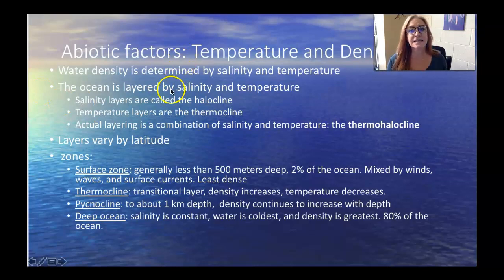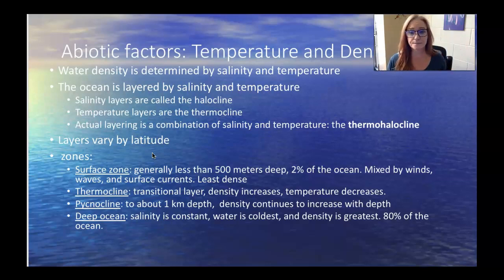Okay? Salinity layers are called the halocline. Temperature layers are called the thermocline. And then they actually combine in the ocean in real life to create layers called the thermohalocline. Okay? And these layers vary by latitude in terms of how deep they are, how thick they go.